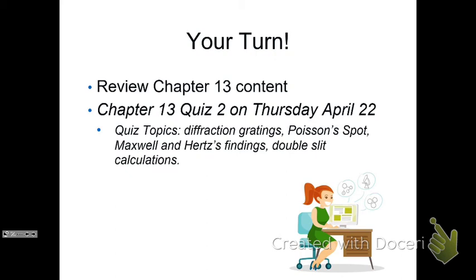Quiz topics: diffraction gratings, pretty much those calculations that we did from chapter 13, pretty much 13.5 onwards. Diffraction, gratings, Poisson spot, Maxwell and Hertz's findings, and double slit calculations. Any questions? No? Okay.